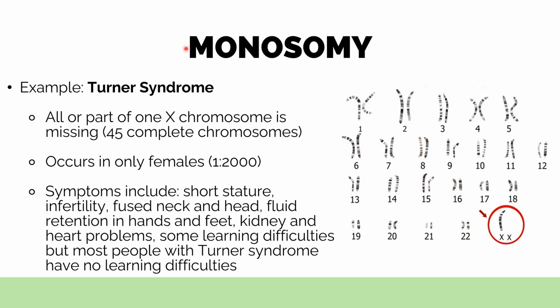For example, a common monosomy abnormality is Turner syndrome, and this is where all or part of one X chromosome is missing. As you can see here, there is an absence of an X chromosome. This occurs in only females, so about 1 in every 2,000 female babies born will have this monosomy condition. And here are the symptoms of Turner syndrome if you are interested.